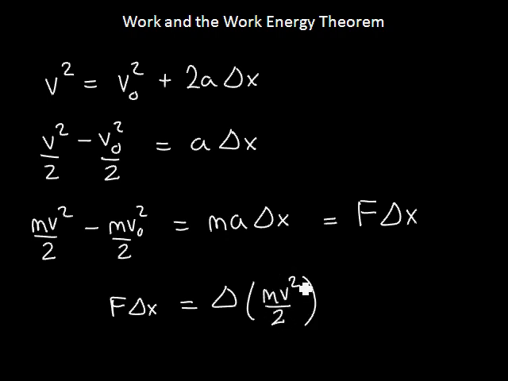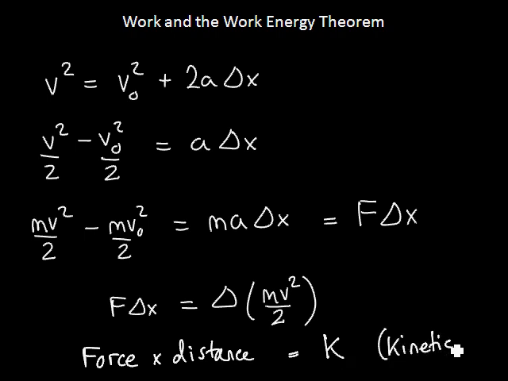1/2 m v squared is the kinetic energy of an object of mass m moving at speed v. And in order to get something up to speed and impart this amount of kinetic energy to an object, we have to do the work, force times delta x. And that's the work energy theorem, that force times distance is change in kinetic energy. We can write that out in words. Force times distance equals K, which is kinetic energy.